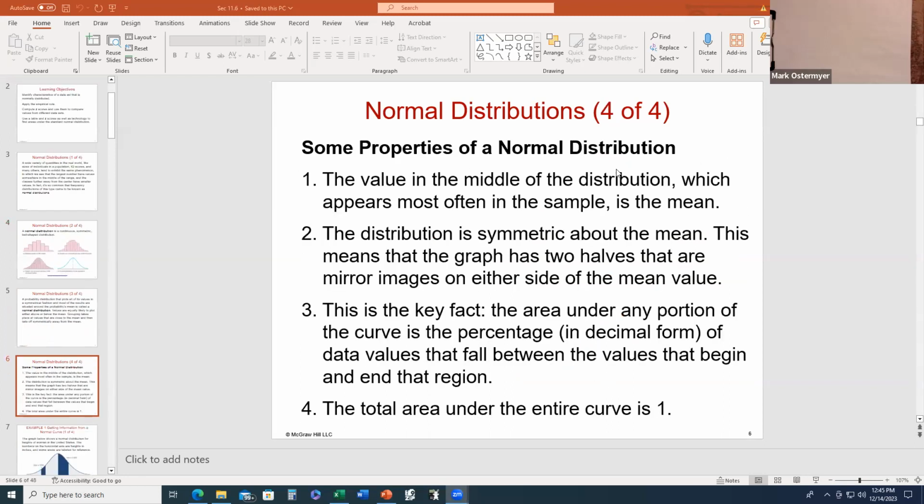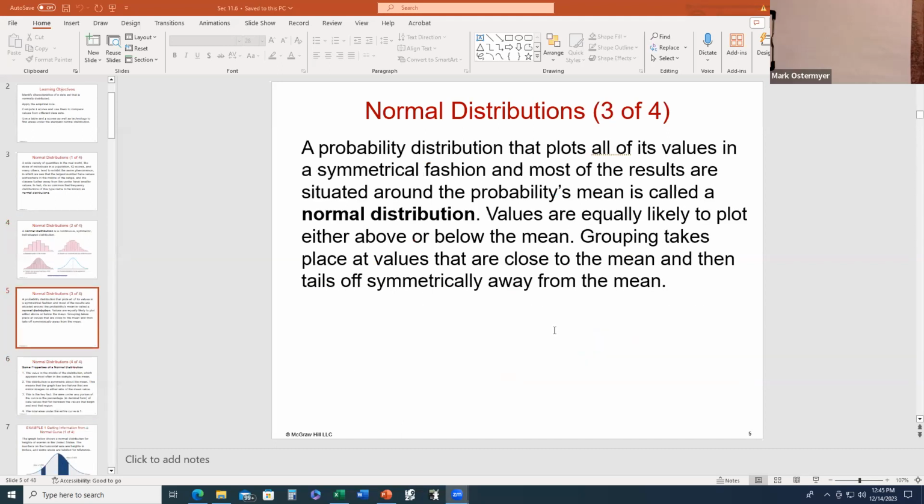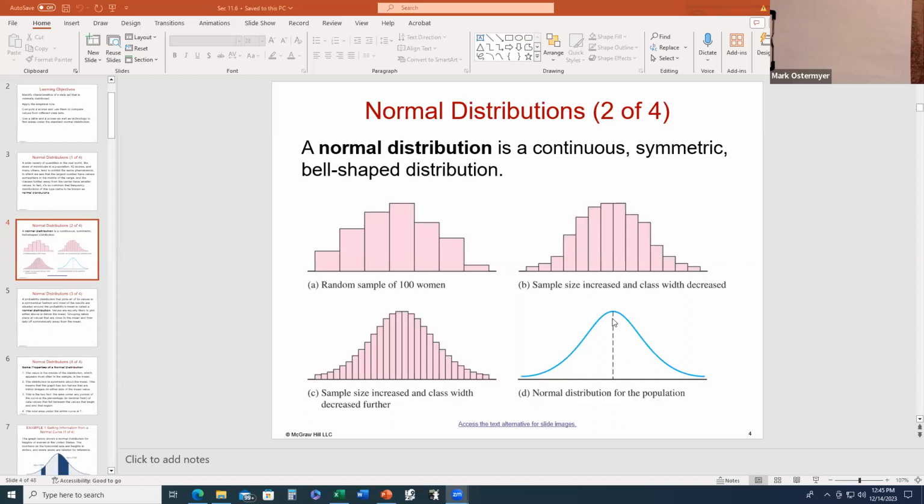All right, here are some properties of a normal distribution. The value in the middle of the distribution, which appears most often, is the mean. In fact, ladies and gentlemen, because our distribution is normally distributed and perfectly symmetric, the mean, median, and mode are all equivalent to each other. So the mean, median, and mode of a perfectly normally distributed data set are all equivalent to each other and found right in the middle here. That's an interesting facet.